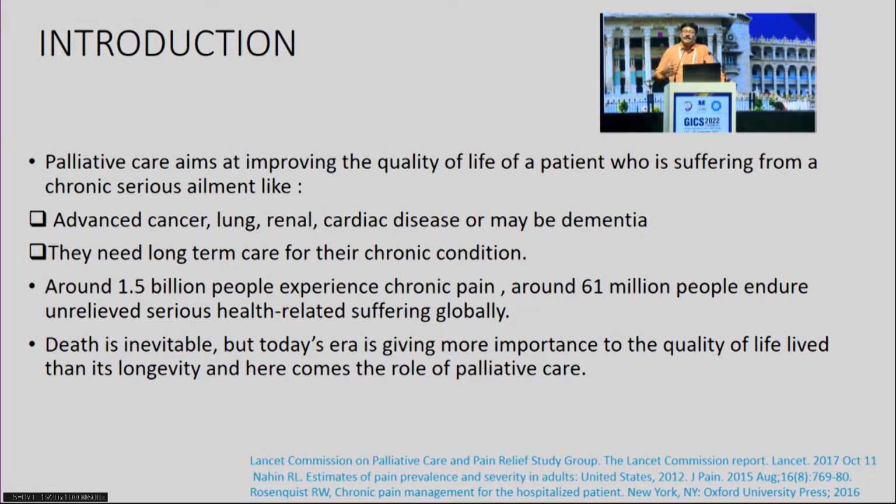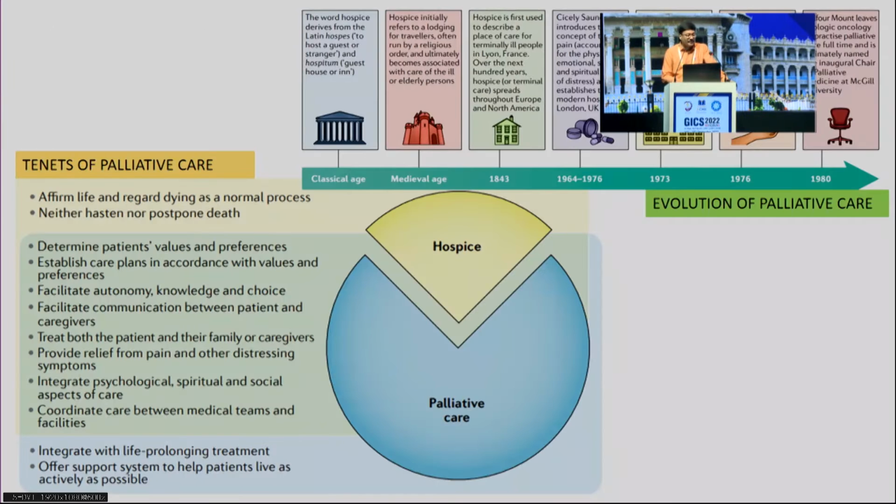And palliative care is nothing but long-term care. It's a bridge between the intensive care and our hospice. We'll see what is hospice. Around 1.5 billion people in the world experience chronic pain, and more than 61 million people require palliative care. So we know death is inevitable, but in today's era, we look at the quality of life and how we provide the quality of life.